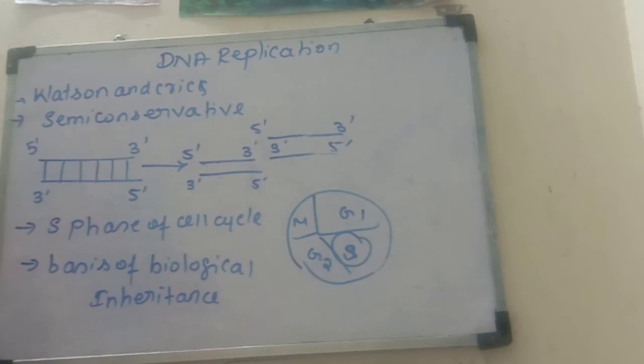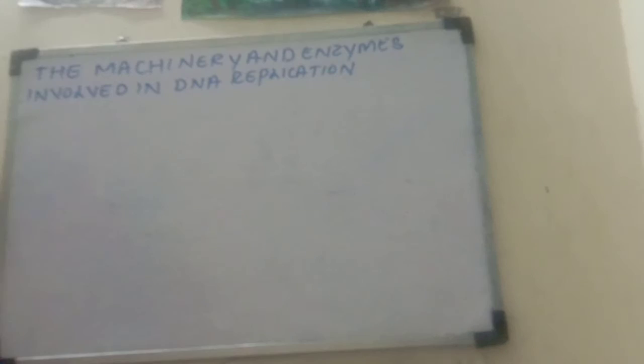The semi-conservative mode of replication was also experimentally proved by some scientists, Meselson and Stahl, and also Taylor. Taylor proved that DNA replication is semi-conservative in Vicia faba. Meselson and Stahl proved that DNA replication is semi-conservative in E. coli. Now we are going to take the details of DNA replication. In the first part we are going to take the machineries and enzymes involved in DNA replication.